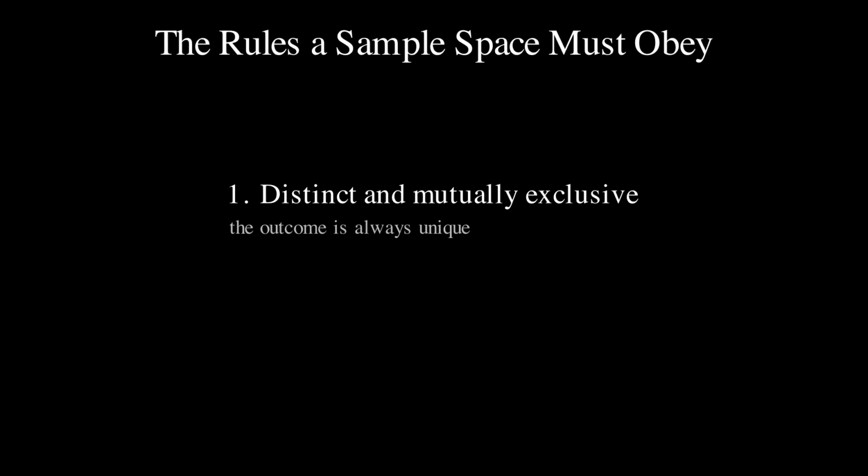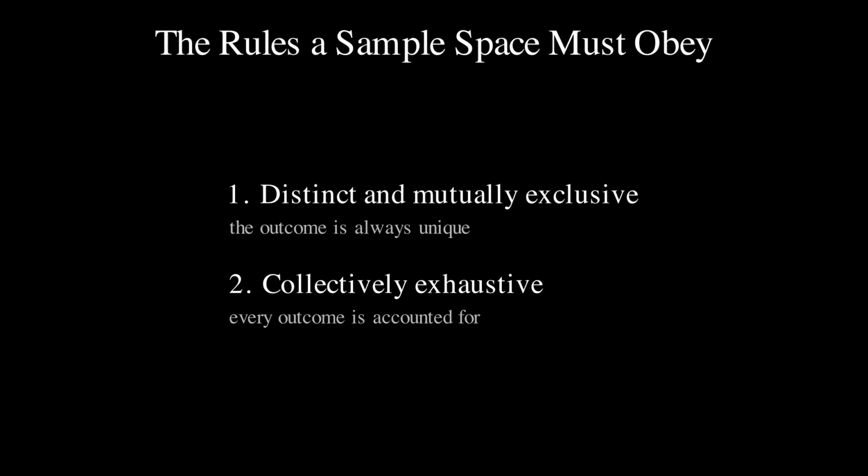Some freedom then, but not total freedom. A sample space must obey 2 rules. First, its elements must be distinct and mutually exclusive. No 2 outcomes can occur at once, so that the outcome of the experiment is always unique. Second, the sample space must be collectively exhaustive. Every possible outcome has to be accounted for, with nothing left out.